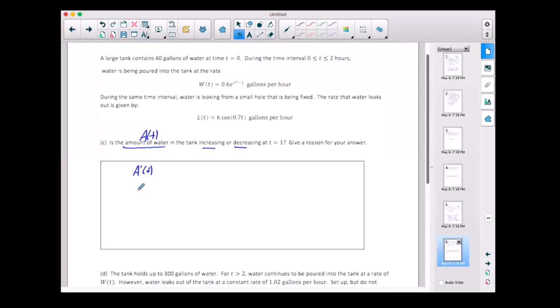If something has a negative derivative, then it's decreasing. And so if I want to know if the amount of water, A, is increasing or decreasing, I just have to find A prime. Well, we already found A prime in the previous part, right? We already said that A prime is just W minus L. So once again, even though it uses words like increasing or decreasing, we're not trying to take the derivative of W and L because they're already rates, right? This is already the derivative for the amount.